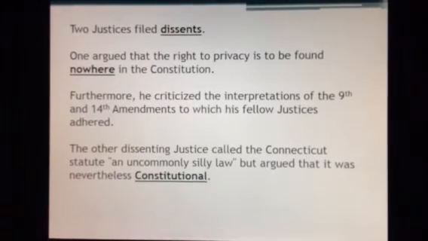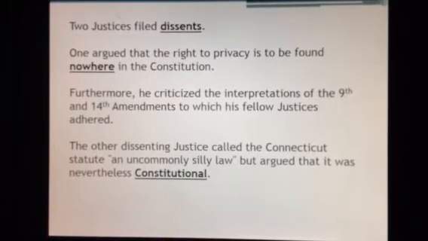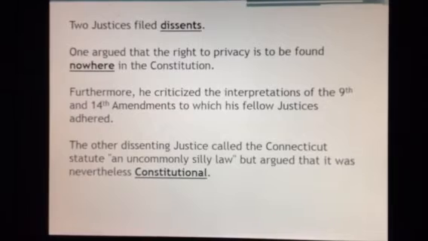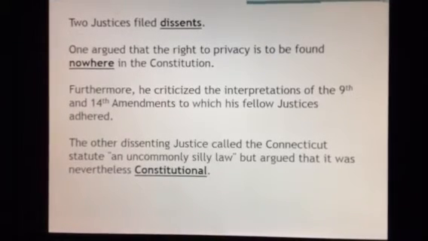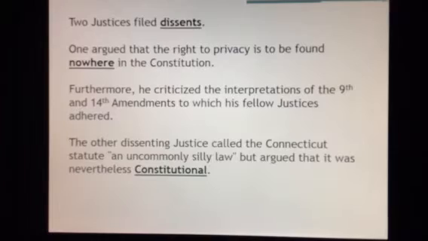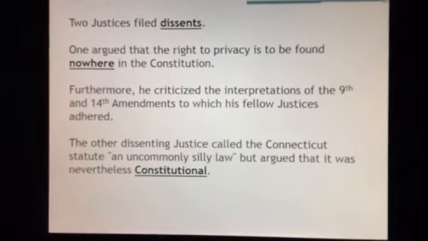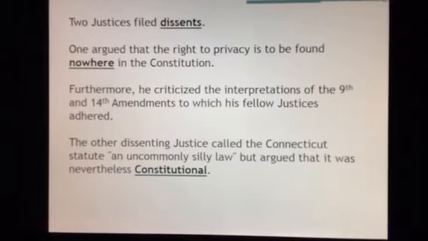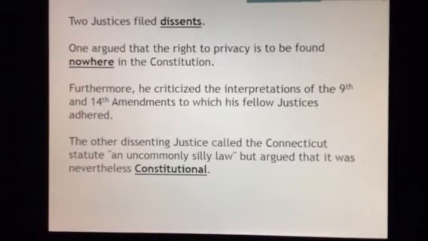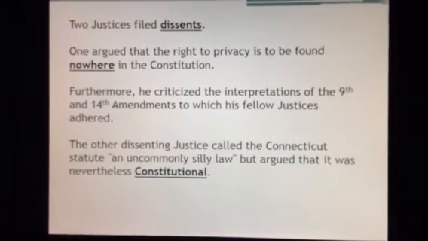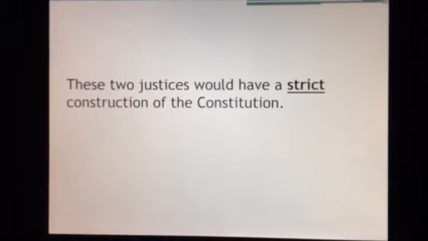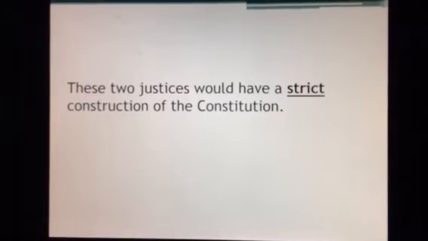Two justices filed dissents. One argued that the right to privacy is to be found nowhere in the Constitution. See, that would be a strict construction. Furthermore, he criticized the interpretations of the Ninth and 14th Amendments to which his fellow justices adhered. The other dissenting justice called the Connecticut statute an uncommonly silly law, but argued it was nevertheless constitutional. These two justices would have a strict construction as opposed to a loose construction.